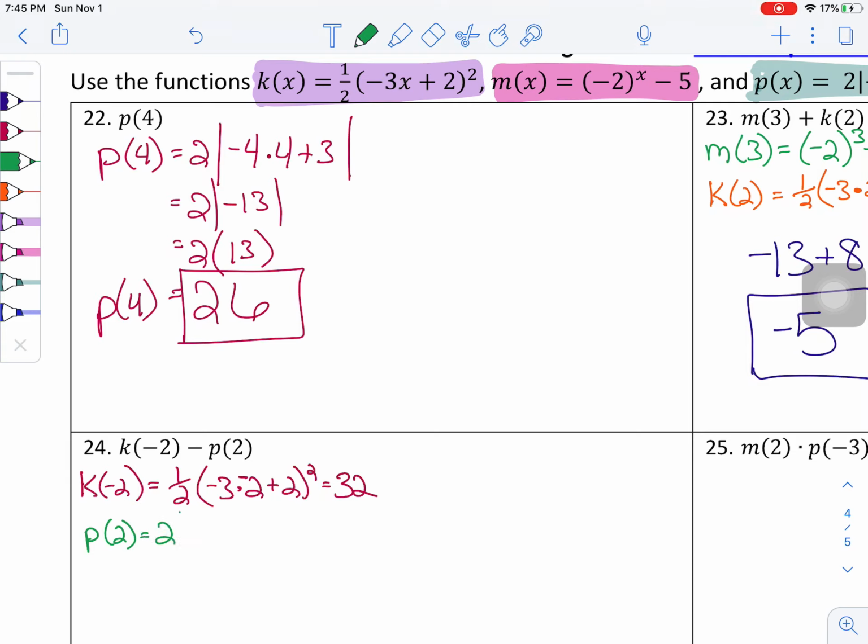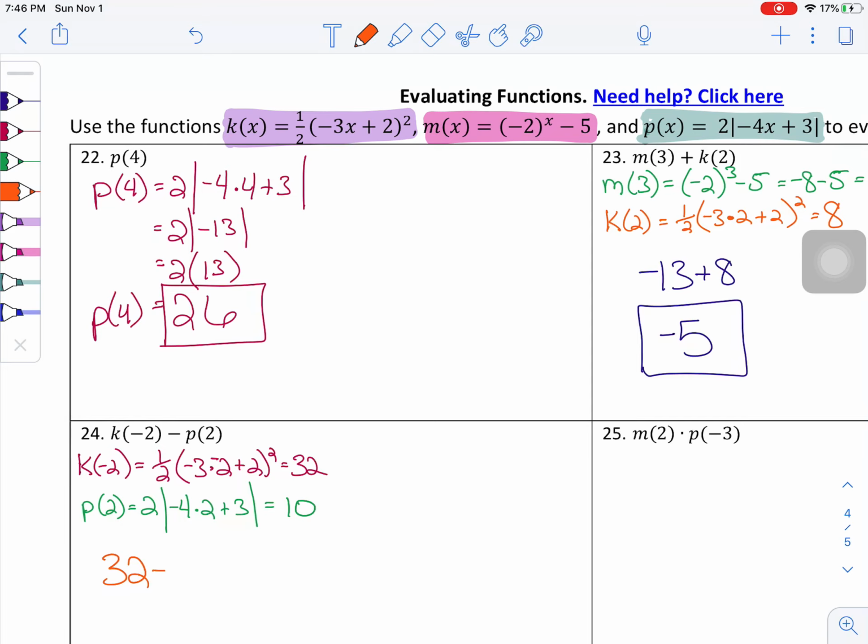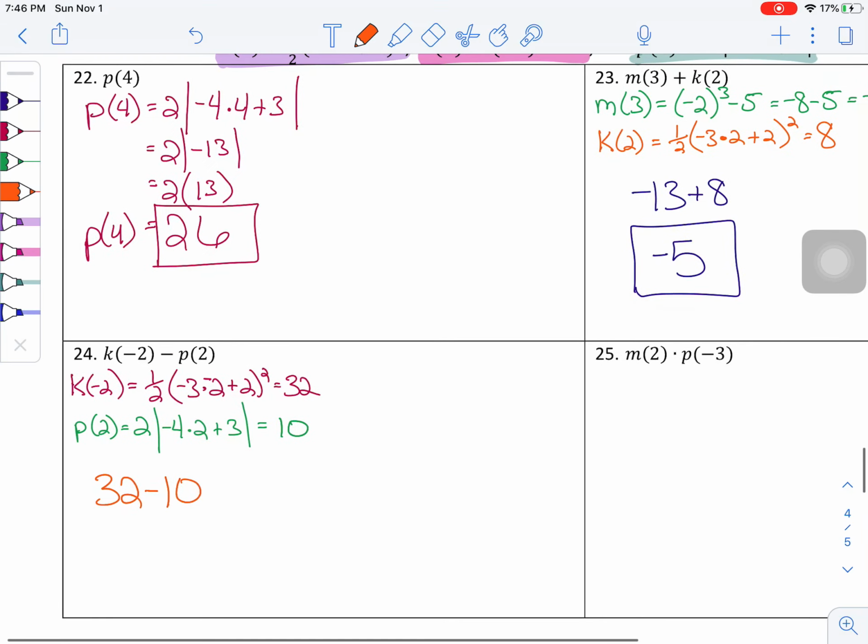So p of 2 is going to be 2 times the absolute value of -4 times 2 plus 3, I believe. I want to double check that function. 2, -4, yes and yes. Okay. So -4 times 2 is -8. -8 plus 3 is -5. Absolute value of -5 is 5. 2 times 5 makes 10. All right, so now I'm going to take k of -2, which is 32, minus p of 2 is 10. So 32 minus 10 makes 22.